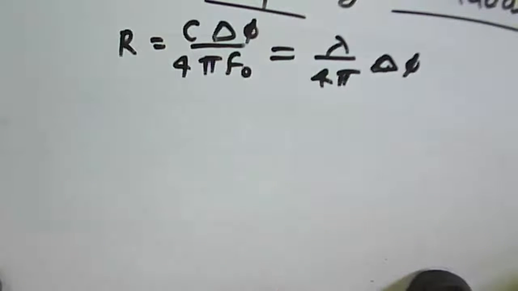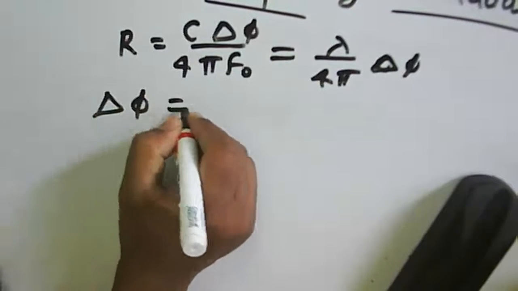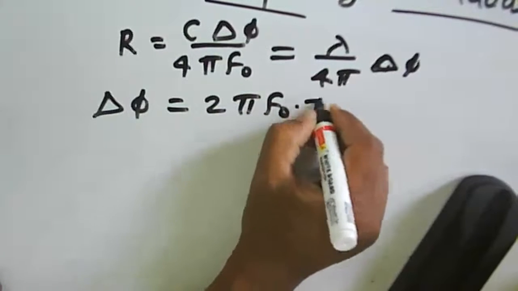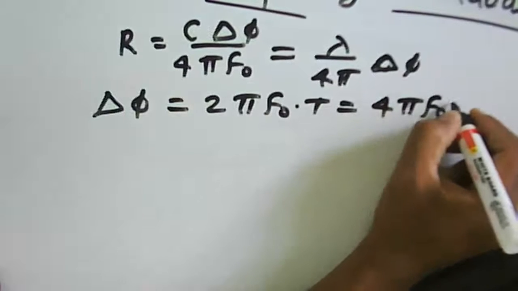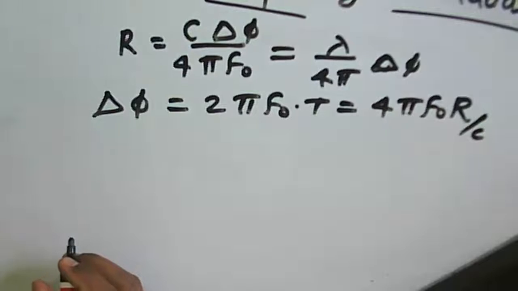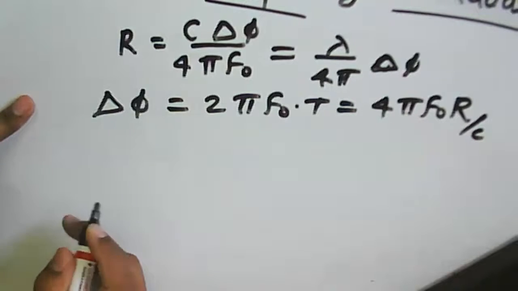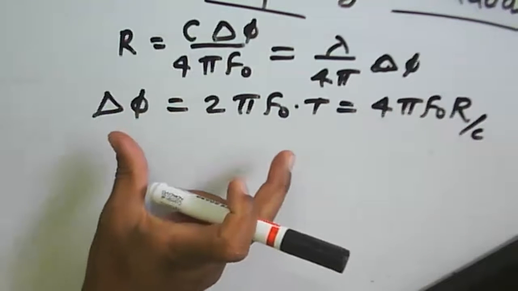Okay, del phi. In that case, the del phi we already say that it is nothing but twice pi f0 t, which is equal to 4 pi f0 r by c. Okay, that's about your del phi. Now this way we can find out the range of the radar. So this one is nothing but a measurement of the range of a radar.